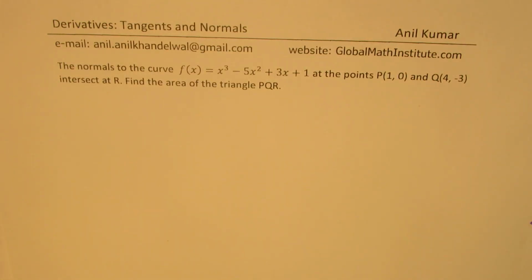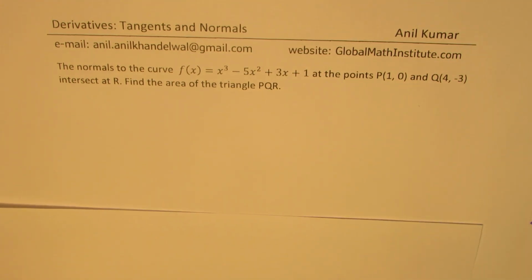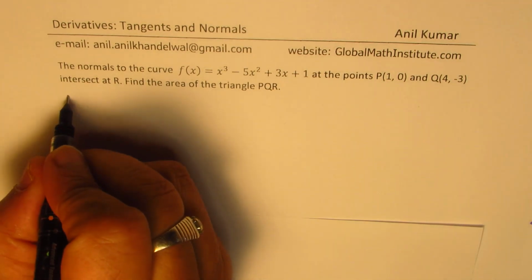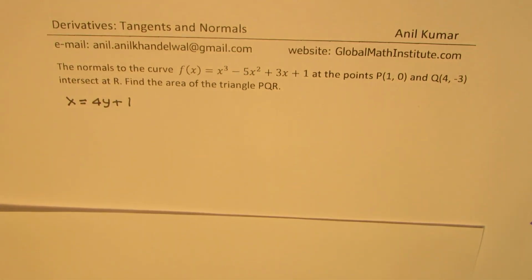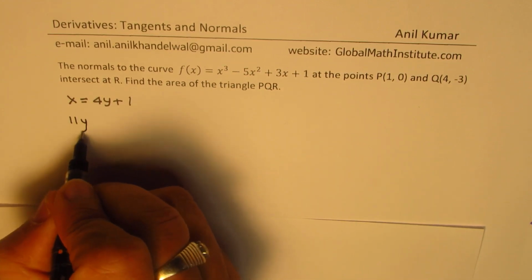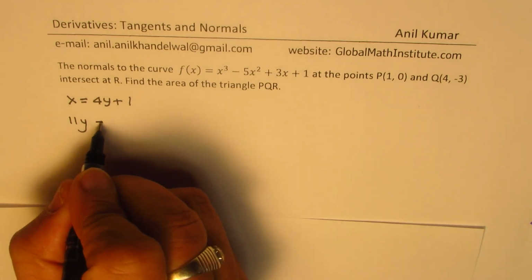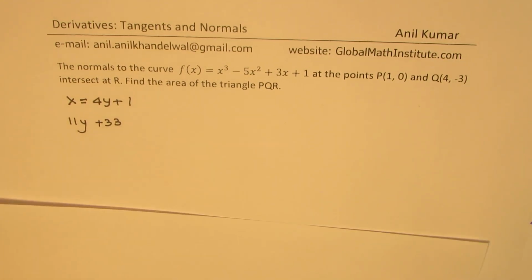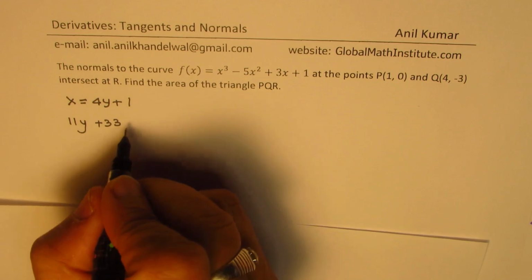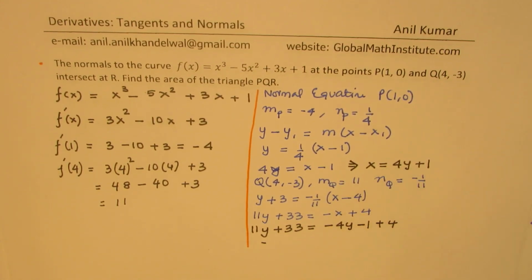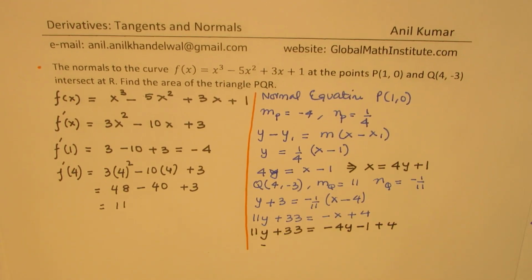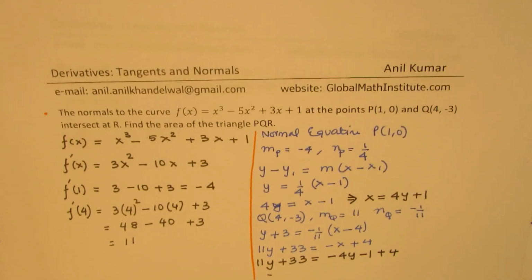Okay, so let me rewrite the equations which we have got. One of the equations is x equals 4y plus 1. And when we substituted this into the other equation, which was 11y plus 33 equals minus x plus 4, we continue from here. Those are the last two equations, and then we solve for the point R, which is the intersection of these two normals, right?